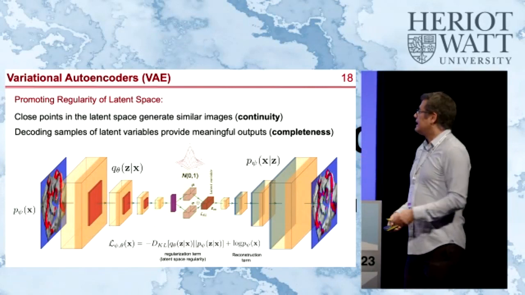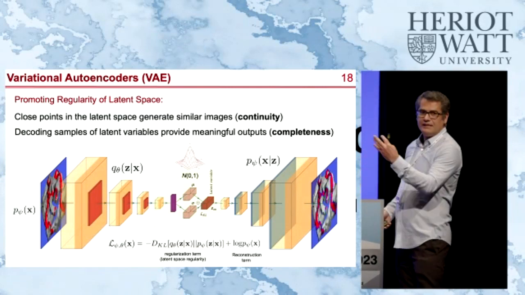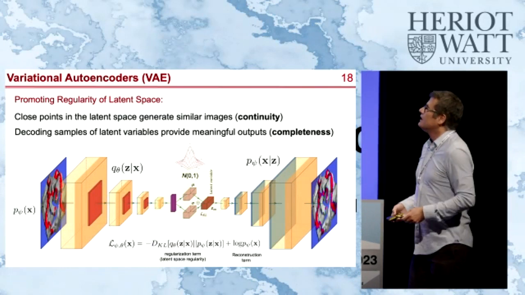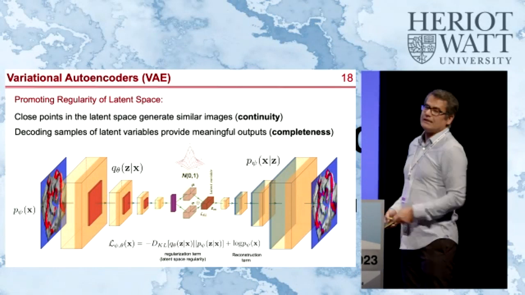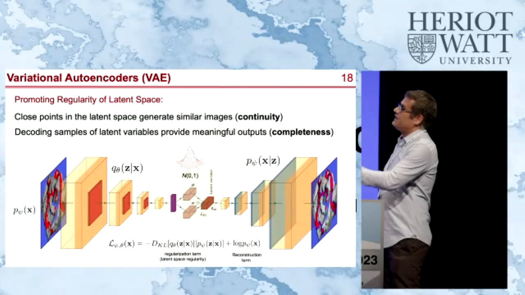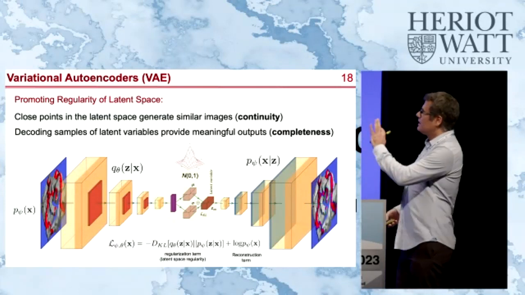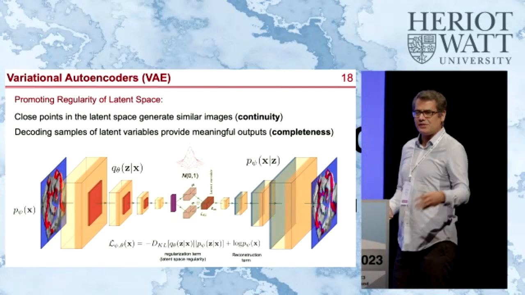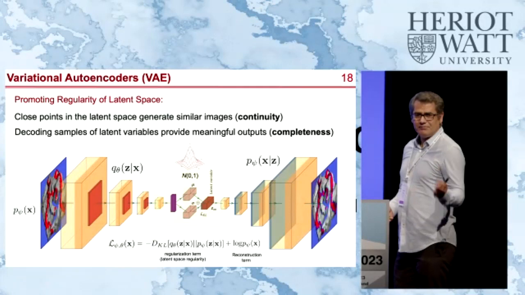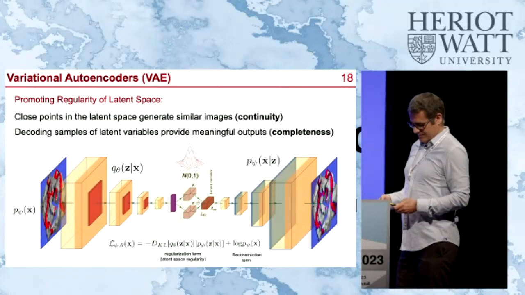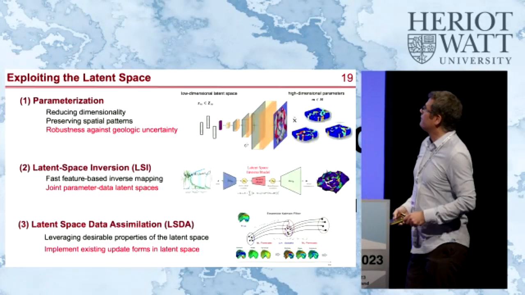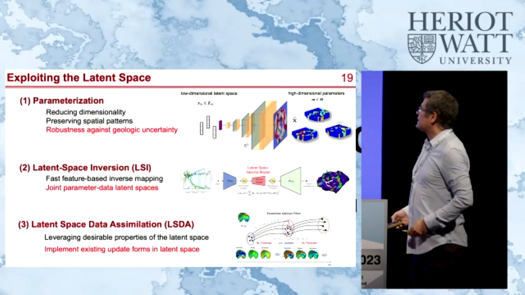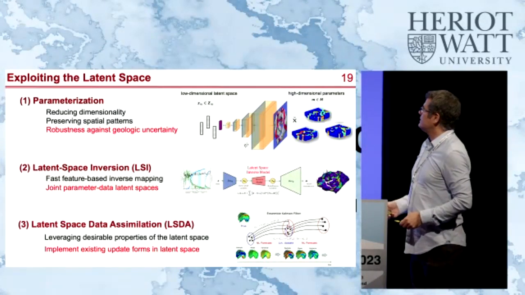And also, any sample you pick from here, within the range of data that you have, should give you a meaningful output. These two conditions are satisfied through an expanded version, or a variation, of this called the variational autoencoder, which is what we primarily use, and a lot of the things that I talk about are based on it. There are other implementations for low-dimensional representation, generative models, et cetera, but most of what I present today is based on this. Now, I'm going to show you three different applications of how we can use these kinds of architectures in order to do inverse modeling in a latent space.